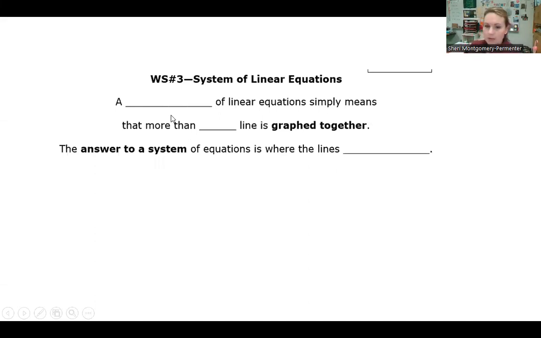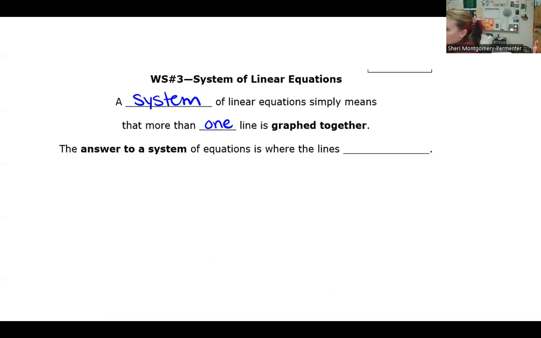So today we're going to talk about, they call them systems of equations. So you have a body system because there's lots of different things in your body that makes it work. It just means there's more than one thing. So a system of linear equations simply means that more than one line is graphed together. So you could have 2 lines, 3 lines, 5 lines, you could have multiple lines.